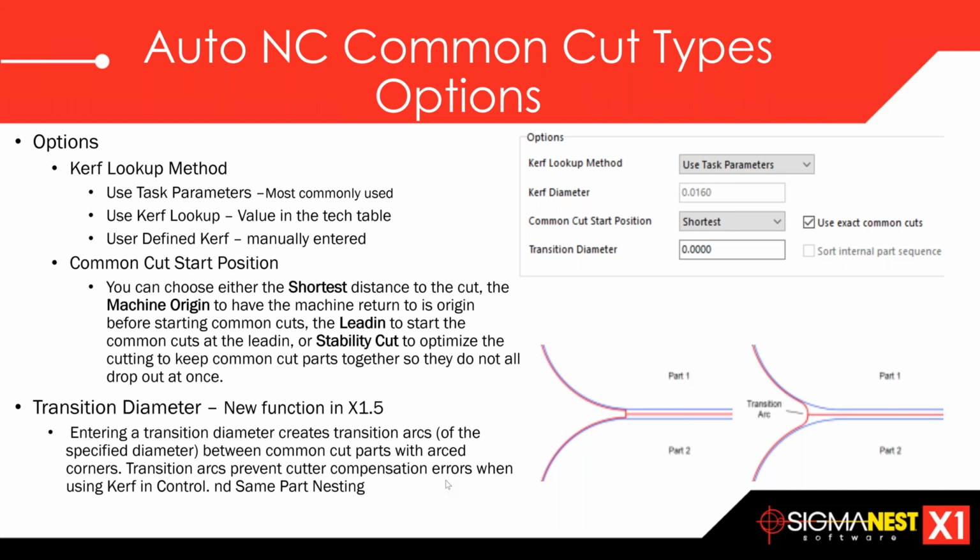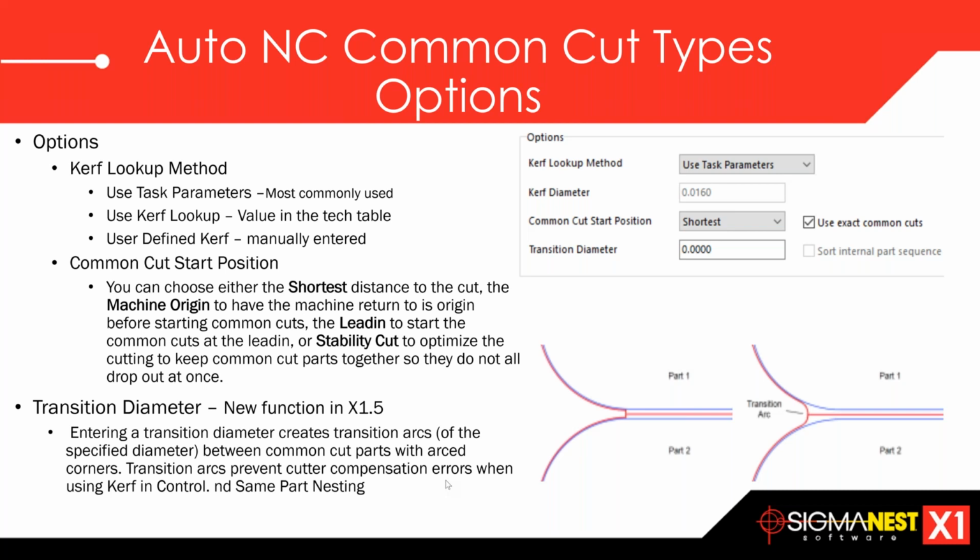There's a new function in here for the transition diameter, and there's a little diagram that we have. On the left side is the normal way of cutting a part through a common line cut with a radius at the corners, where it will go around the radius, then hop across the junction between the two parts and continue on with the other radius.